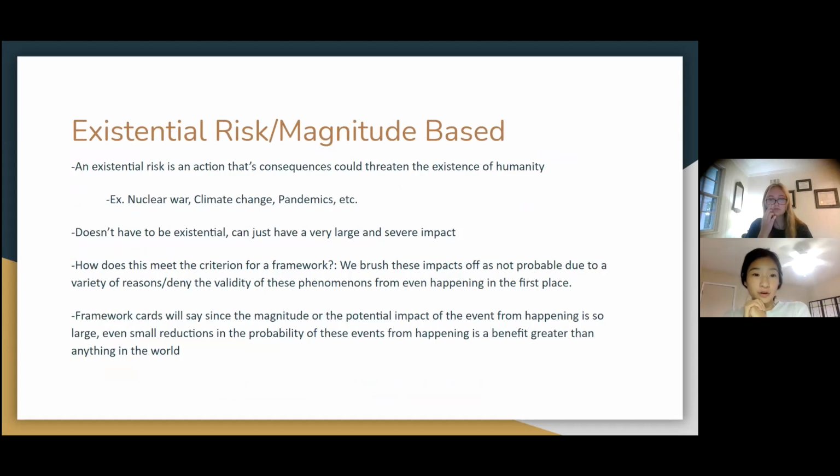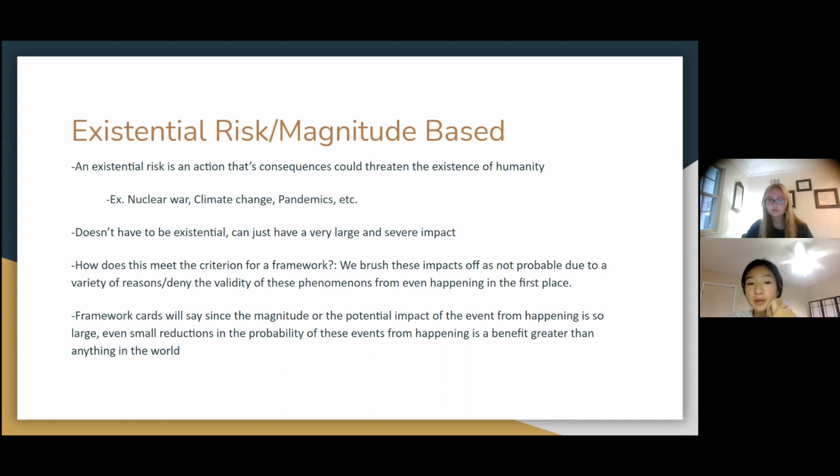Another framework is existential risk / magnitude based. You're really not going to run into this one a lot in public forum. But in the case that you do in high school, an existential risk is an action whose consequences could threaten the existence of humanity. So in the demo debate, Caroline and Zach ran a nuclear war scenario, and that would be an example of an existential risk. They were saying in their speeches that you should prioritize this existential risk on scope, because it affects the entire universe.